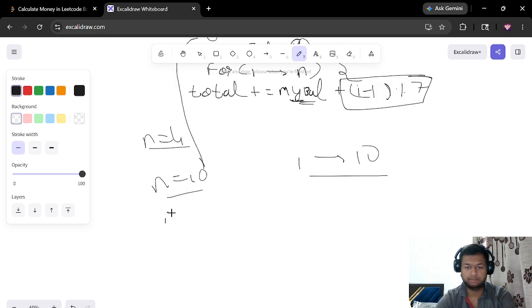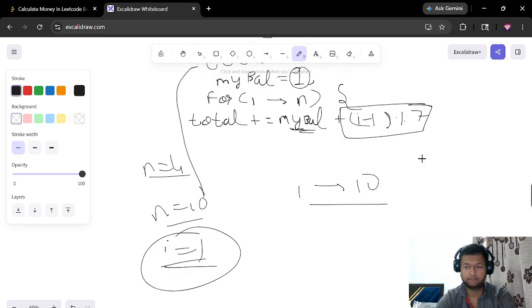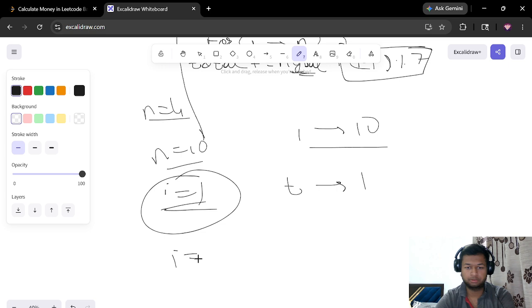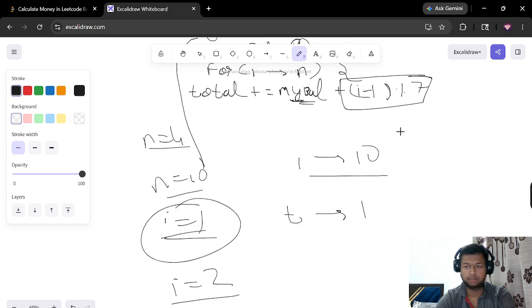Now let's take I equals to 1. So for I equals to 1, we have this expression is 0 and my bell is 1. So total here now is 1. Now for I equals to 2, we have 2 minus 1, which is 1. 1 divided by 7 is 0 only. So again 1, which is 1 only. So total will be equal to 1 plus 1, which is equal to 2.